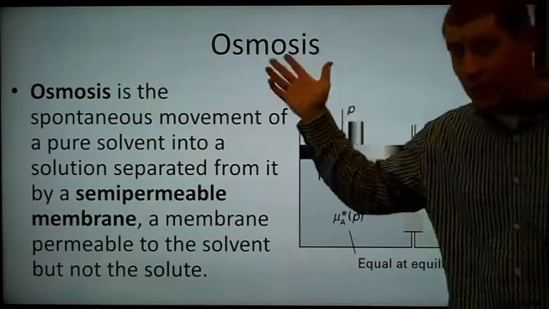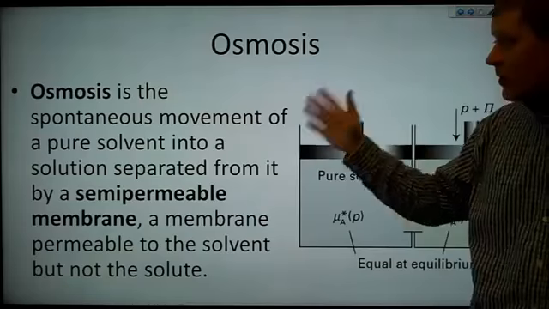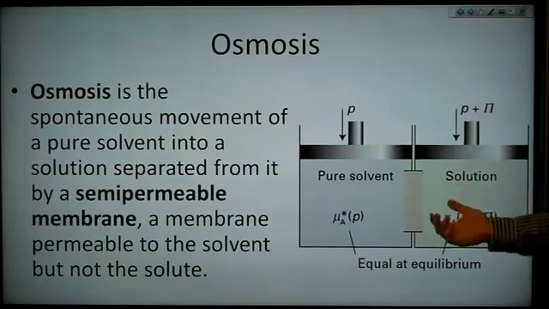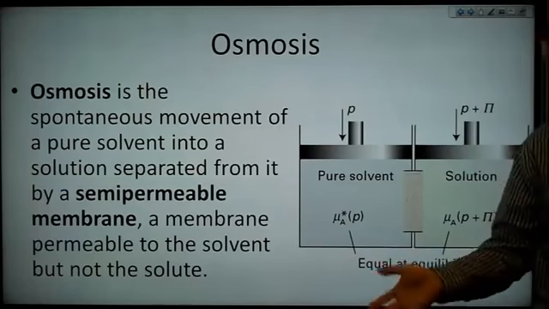Right. So now let's talk about osmosis, which is again one of our complicated properties. Osmosis is the spontaneous movement of a pure solvent into a solution separated from it by a semi-permeable membrane, a membrane that's permeable to the solvent but not to the solute.